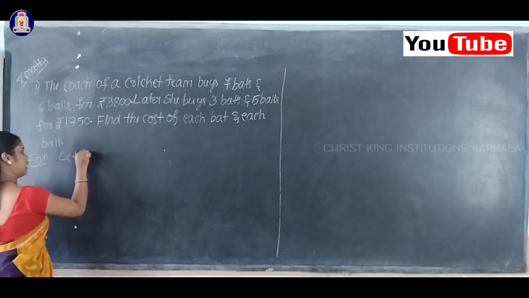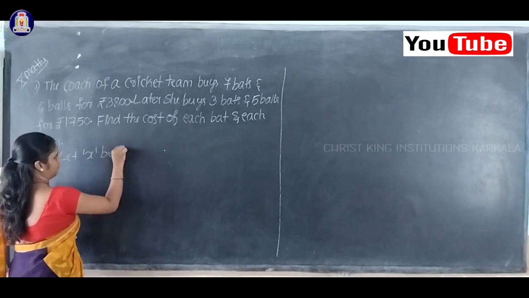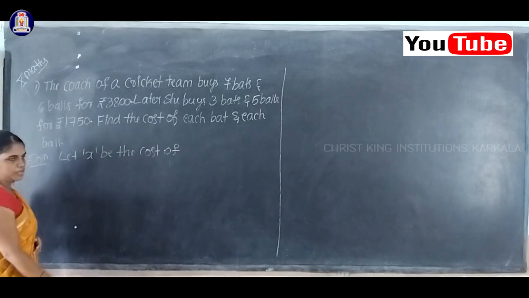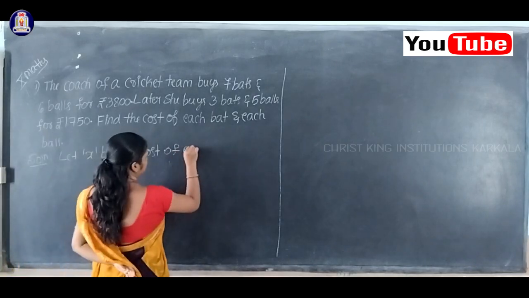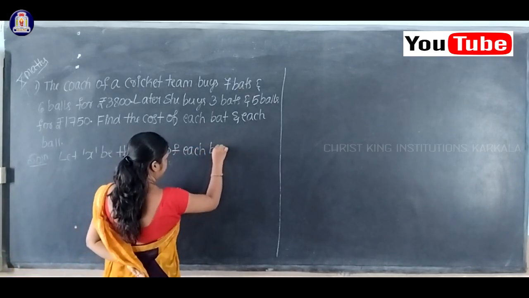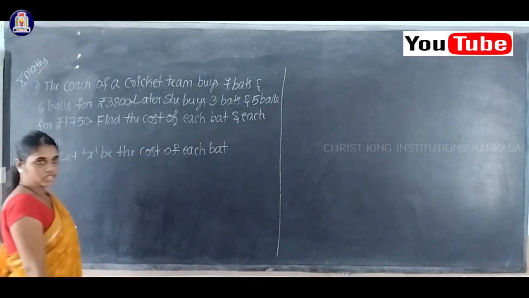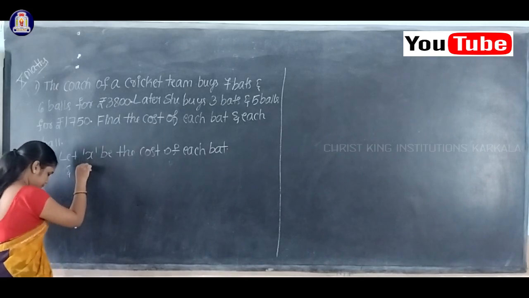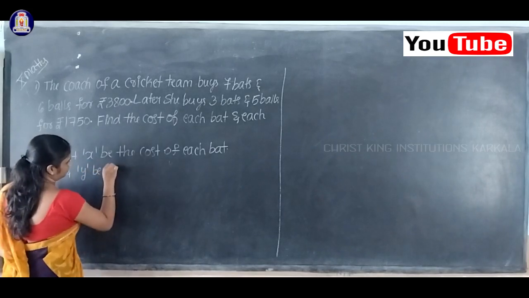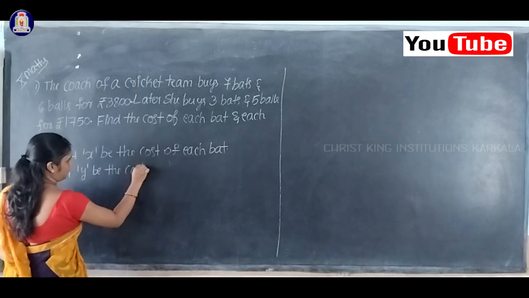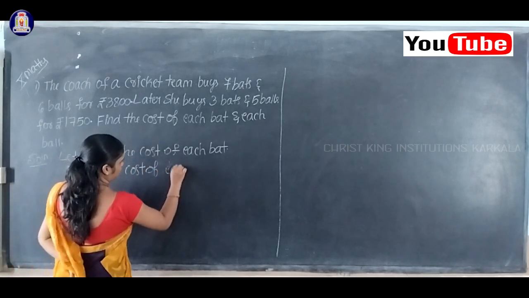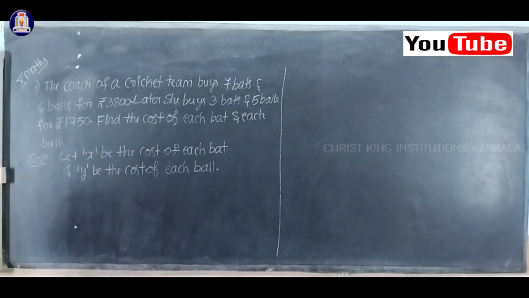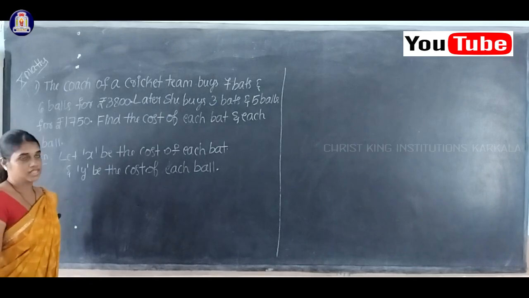Let x be the cost of each bat, and let y be the cost of each ball. We'll see the first condition.